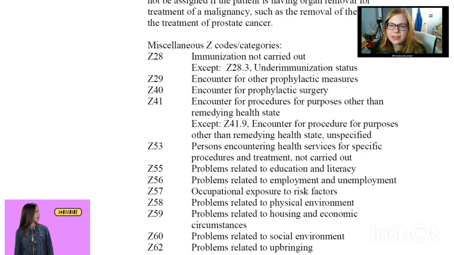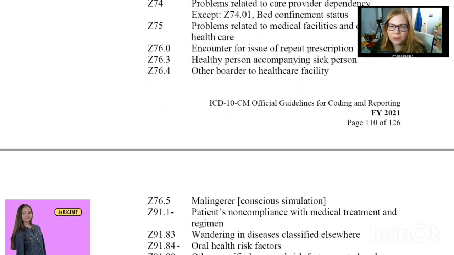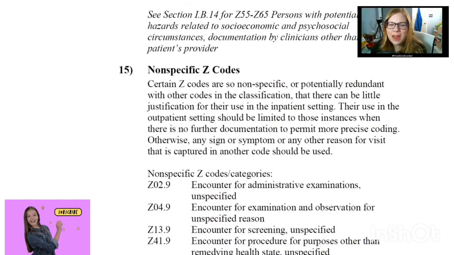And then there's more miscellaneous Z codes and categories. Again, I'm not going to read through the whole listing for you guys.